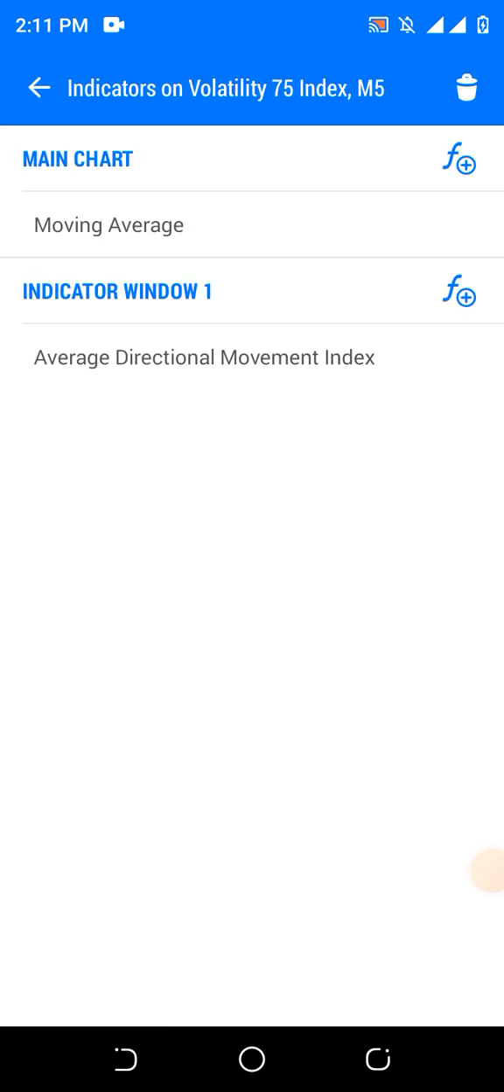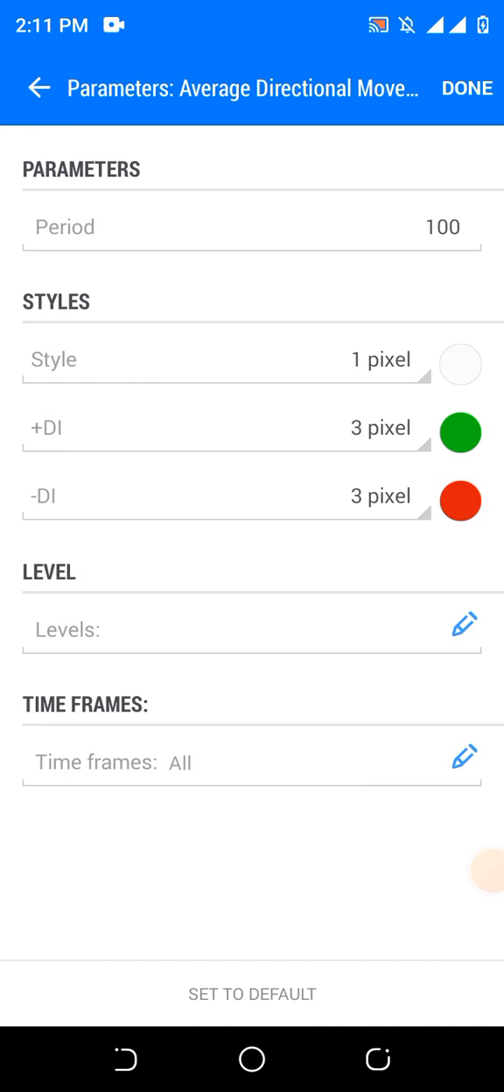Now the next indicator is the Average Directional Movement Index indicator, ADX. So you click on ADX. Here are the parameters for ADX. The period is 100. The period is 100.